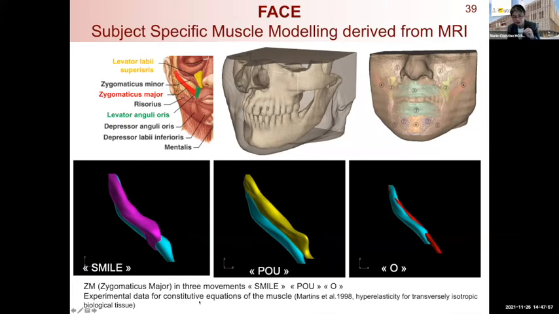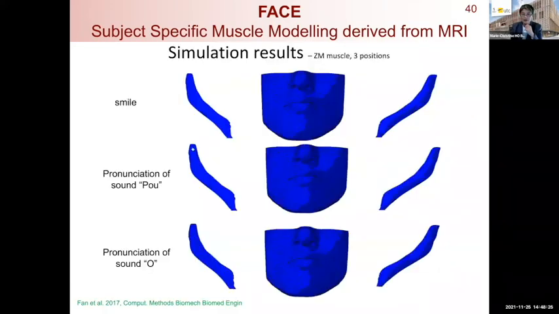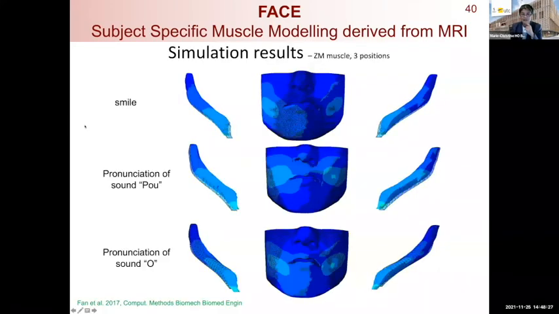Just for example, for the muscle, we did a lot of bibliography, we did a lot of trials. Finally, the model that we found closest to what we want to do is Martin's hyperelasticity for transversely isotropic biological tissue. But this is a model; the contraction coefficient and so on really derive from what we have measured using MRI. So now I'm going to show you the results directly.